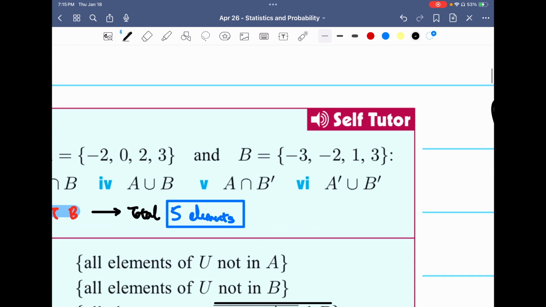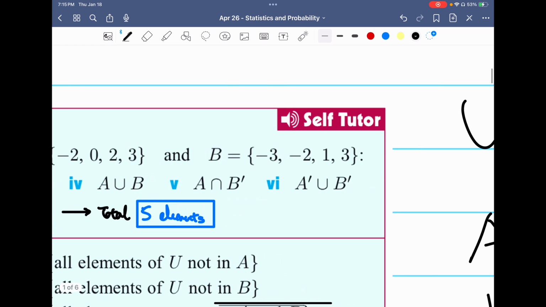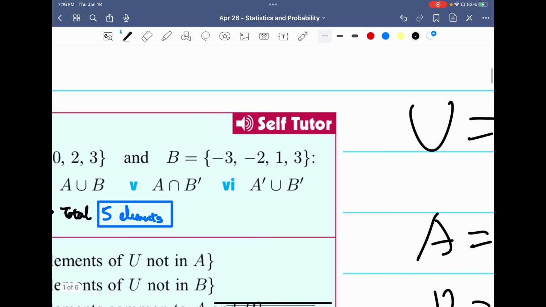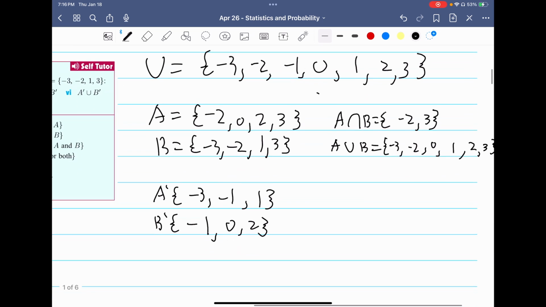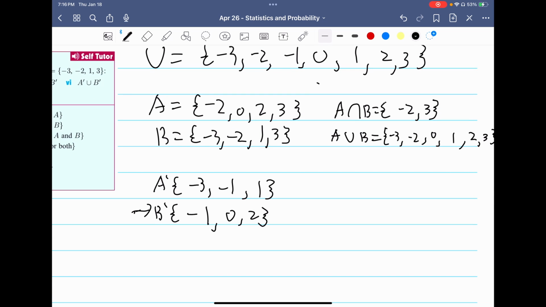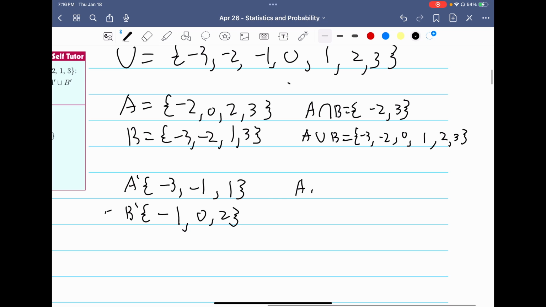Okay, then this is a special question. A intersection B naught. All the elements that are not in B, we got from the previous answer, we can use here. So it's the numbers that intersect between A and B naught. So it's going to be 0 and 2. A intersection B naught is going to be 0 and 2.